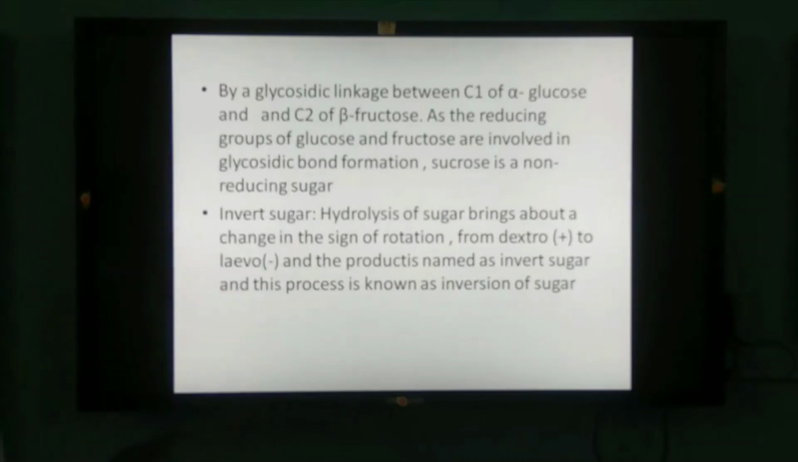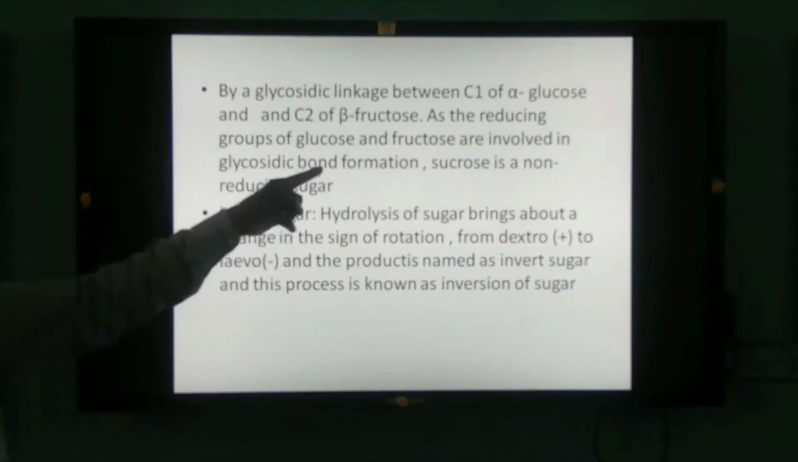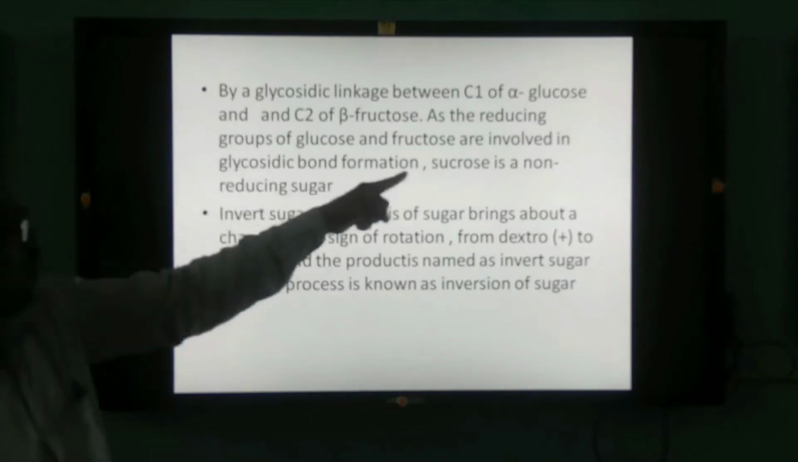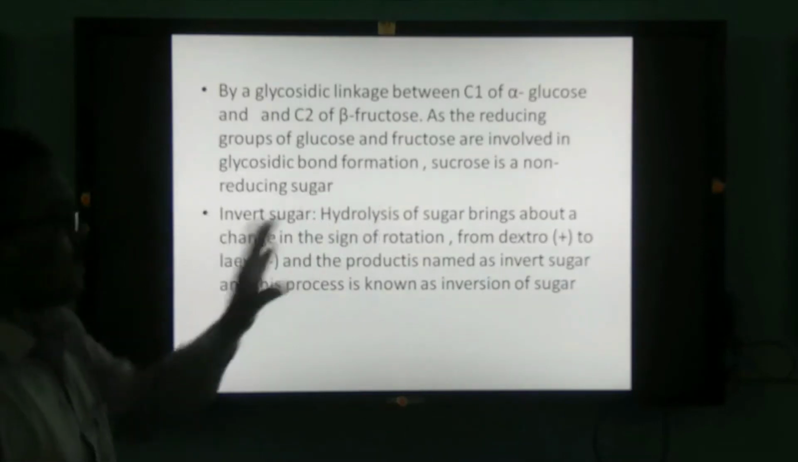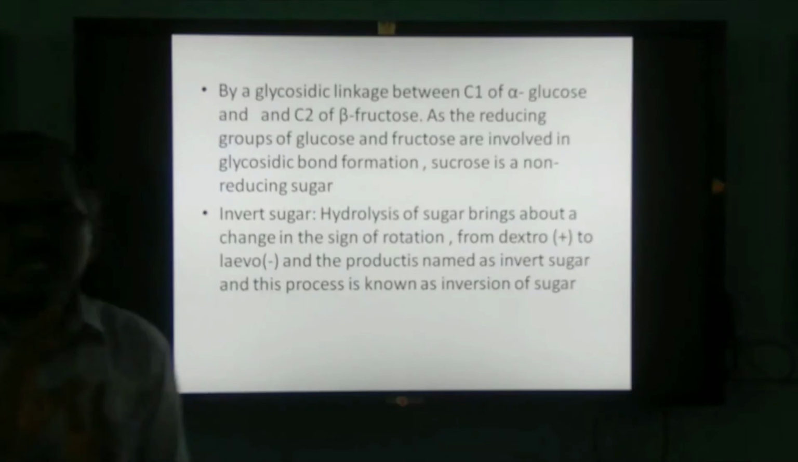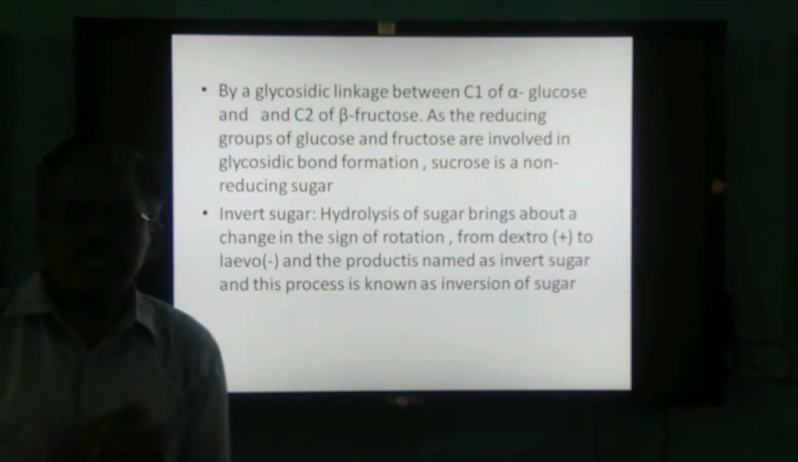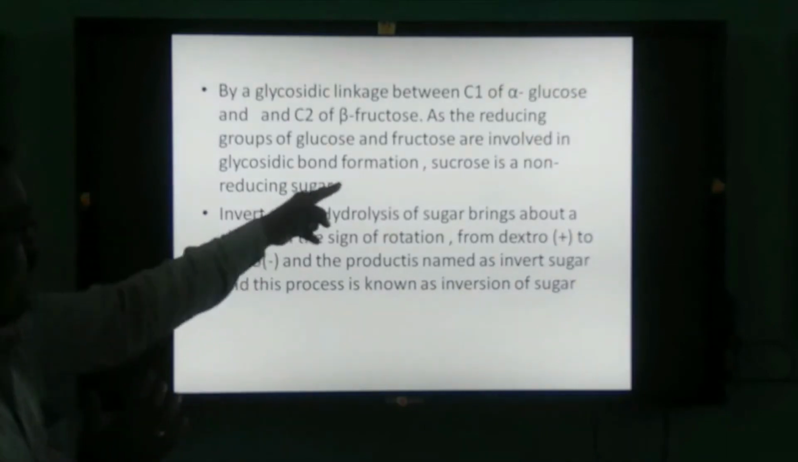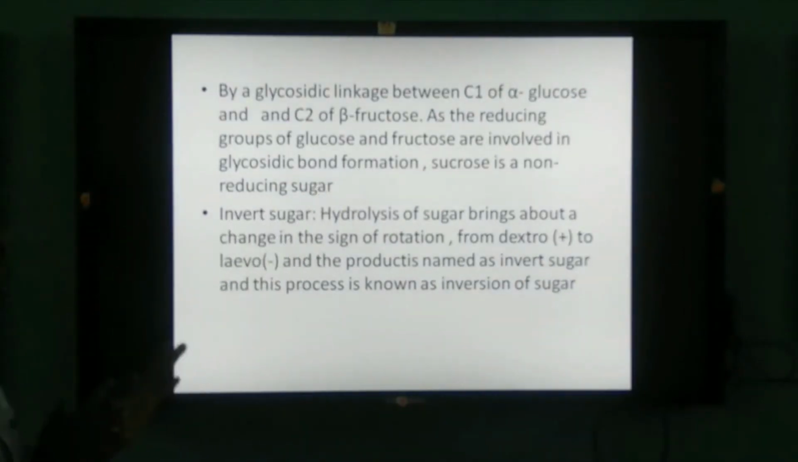Yes, reducing sugar: the reducing groups of glucose and fructose are involved in glycosidic bond formation. So that means here both the functional groups, aldehyde and keto groups, are involved in bond formation. They are called non-reducing sugars. This means the functional groups are not free. So why is it called invert sugar?